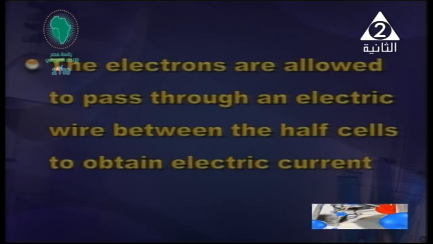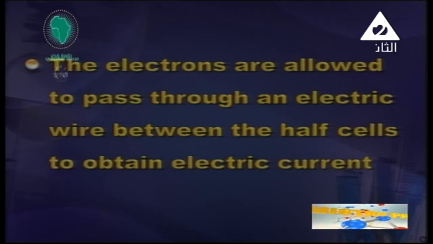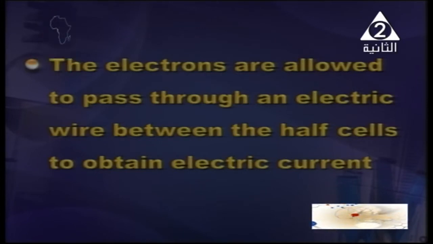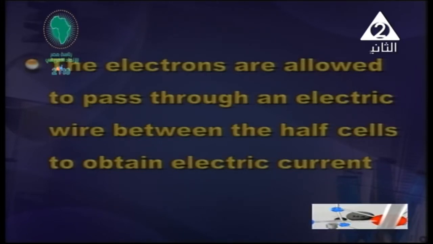The electrons are allowed to pass through. From what does this electron arise? From the oxidation reaction, and it moves to make a reduction reaction. A redox reaction can take place by this process. The electrons are allowed to pass through an electric wire between the half cells to obtain what? Electric current. Okay.